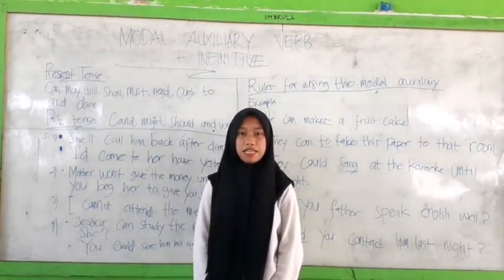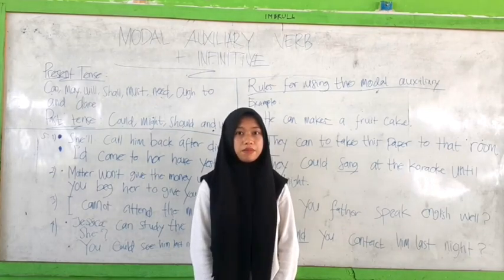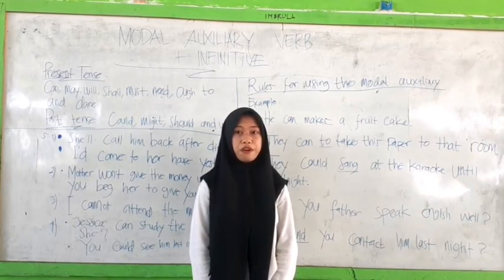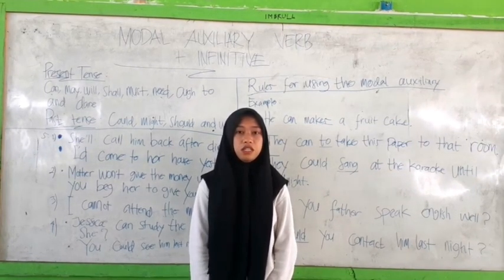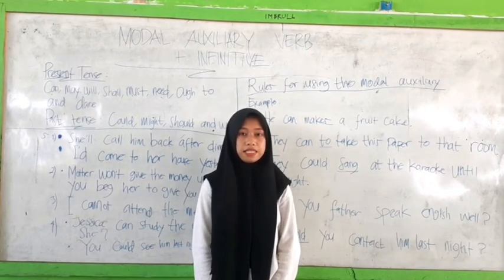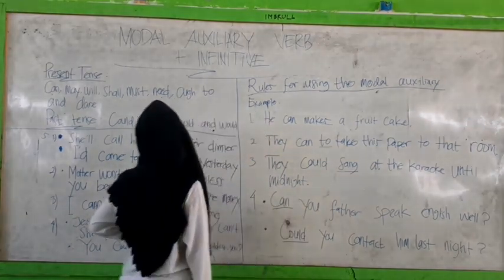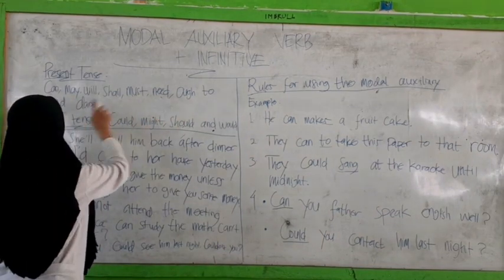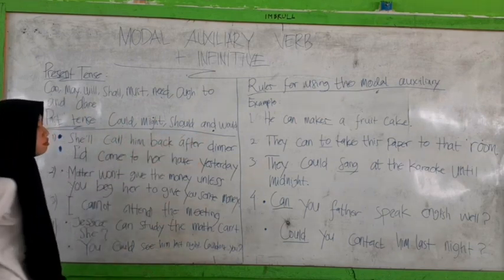A modal auxiliary is a group of auxiliary words that are part of an auxiliary that add meaning to a sentence. A modal auxiliary is a word that is placed before the main verb to modify the meaning of the main verb. Its function is to express willingness or ability, necessity, and possibility. Auxiliary modalities include, for present tense, can, may, will, shall, must, need, ought to, and dare, and past tense, could, might, should, and would.